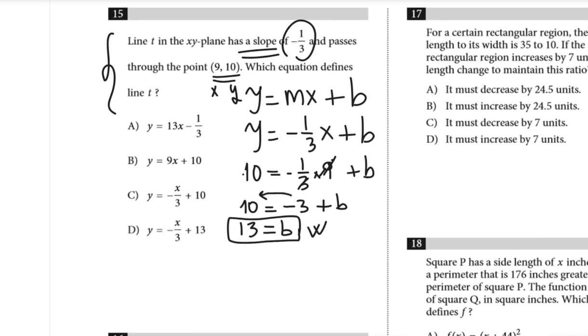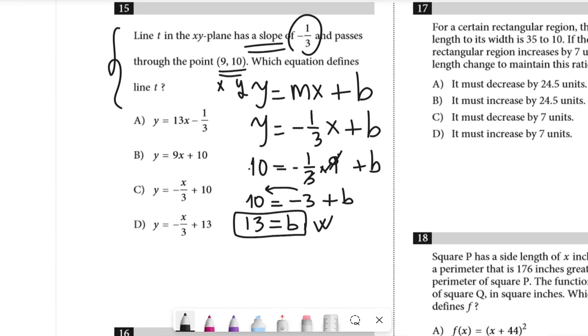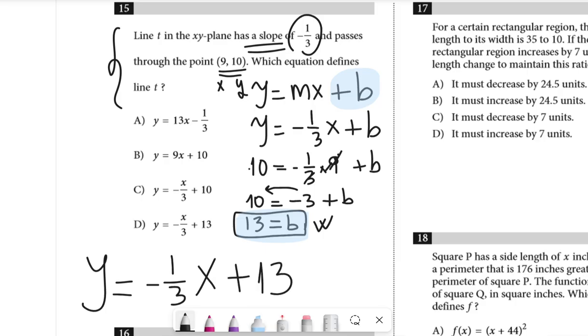Let us put them all together now. Y is equal to minus 1 over 3x. We say here plus b, but we already got that b is equal to 13. Plus 13. Which of these matches with our answer? Minus 1 over 3x plus 13. So this is the only one that is correct.